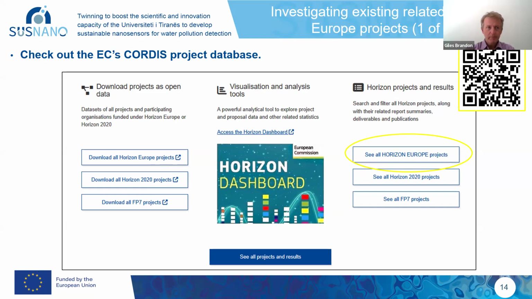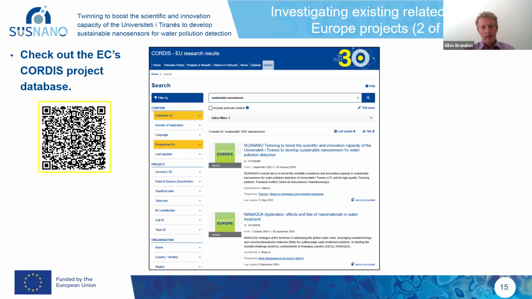Of course, if you want to go further back, the program before Horizon Europe was Horizon 2020, and the one even before that was called FP7. But anyway, we'll limit ourselves to Horizon Europe. If you click on that button, it will take you to another part, to this Cordis project database.